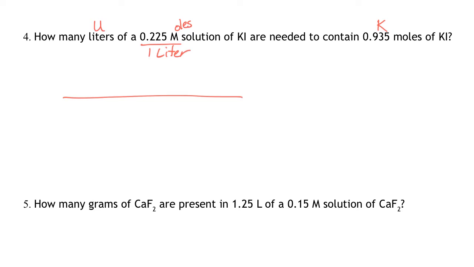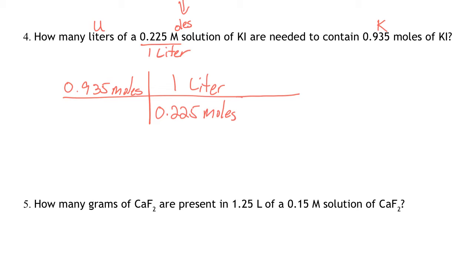Now for my table. 0.935 moles is my known. And now I'm going to go up and look to see where I have moles. Well, I've got it right here. But in order to have my units match up, I'm going to have to flip my conversion factor so that moles is on the bottom. 0.225 moles per 1 liter of solution. Now I'm not done yet, or yes I am, because I need to end at liters.